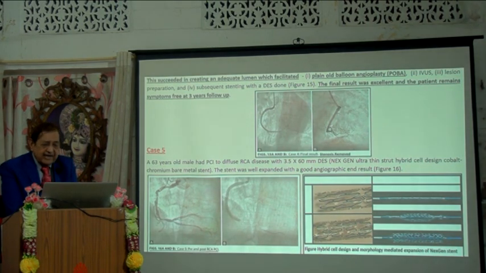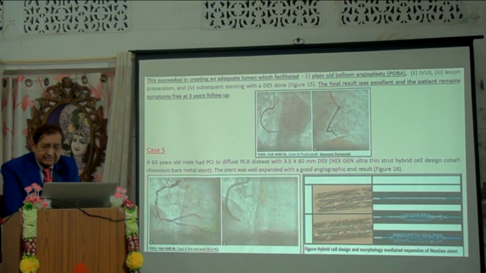Now we take case number 5. A 63-year-old male had PCI to diffuse RCA disease with a 3.5 by 60 mm drug-eluting stent, and this stent was named NextGen, an ultra-thin strut, hybrid cell design, cobalt chromium stent.